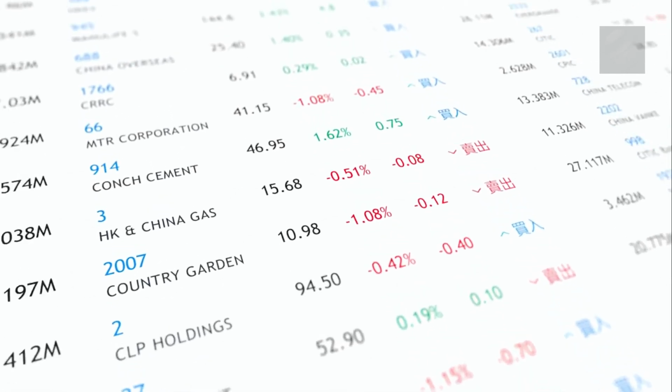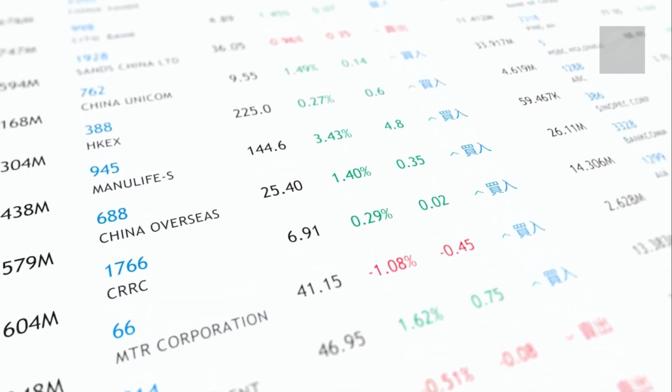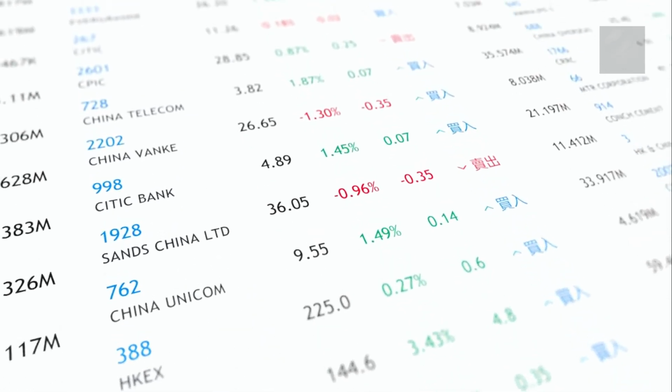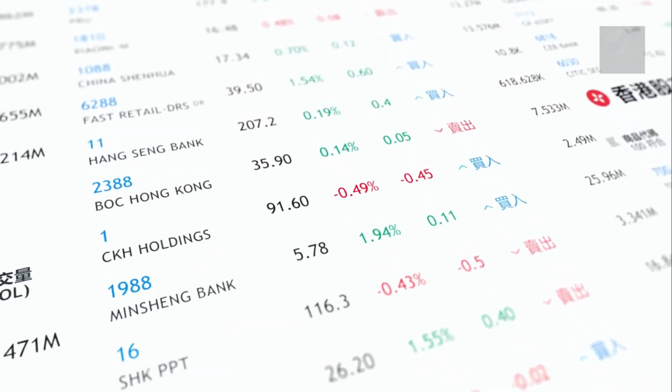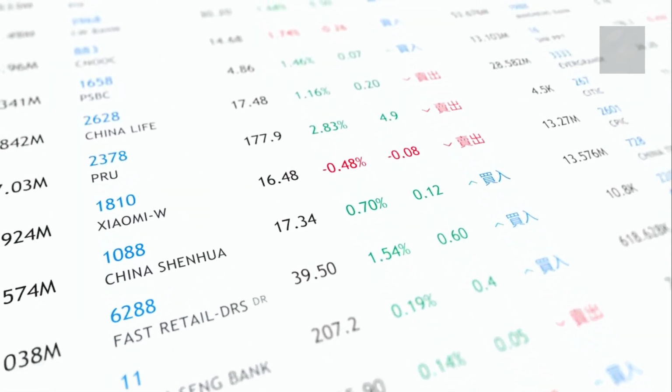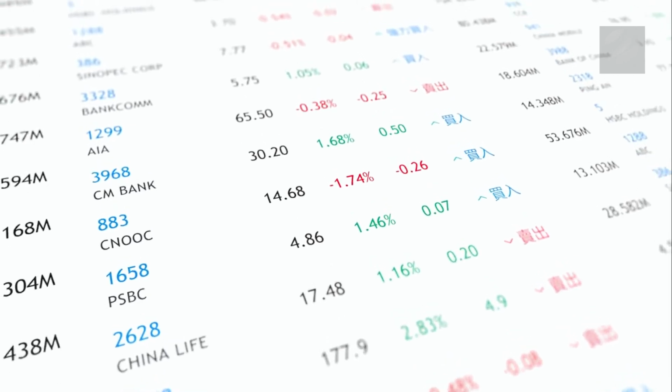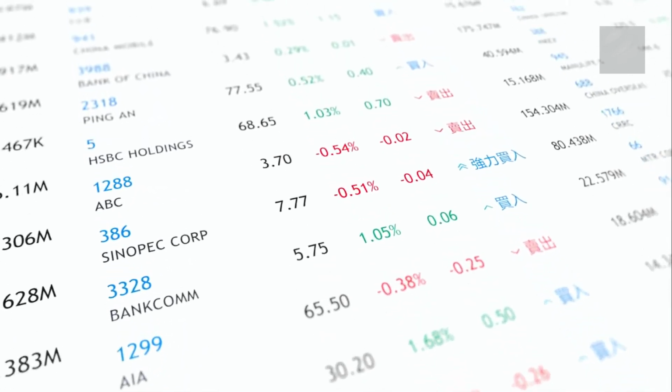Open the dashboard of an investment account. Positions are listed with tickers and percentages. A chart shows daily price movement. Gains and losses are calculated automatically. The line graph rises and falls in visible waves.